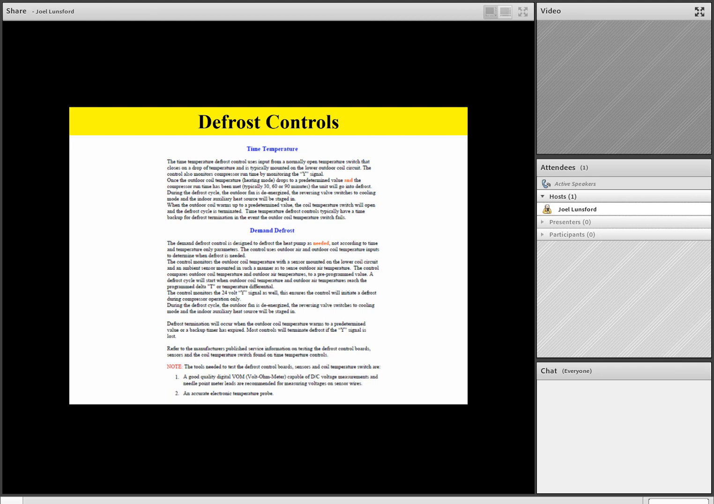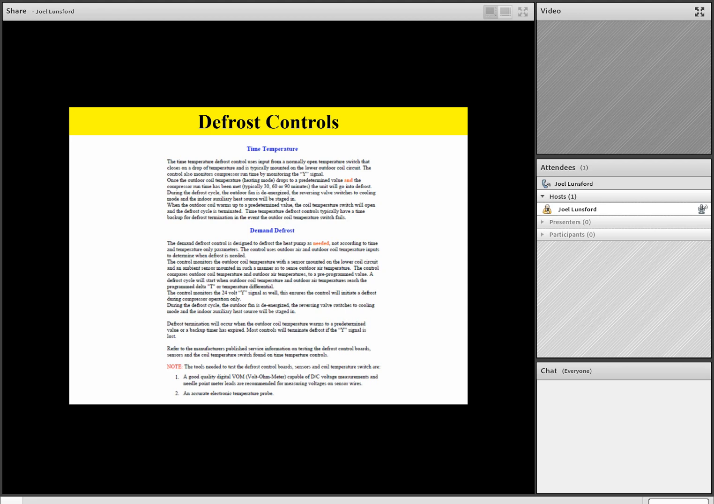Now, some tools are going to be needed to check the defrost controls. You're going to need a good, high quality voltmeter capable of DC voltages. We also recommend that you have needlepoint meter leads, so that you can check harnesses and check the voltage on those harnesses with them plugged into the board.